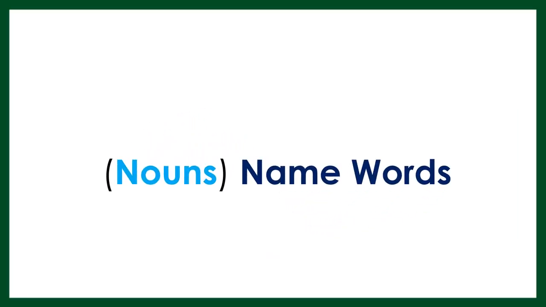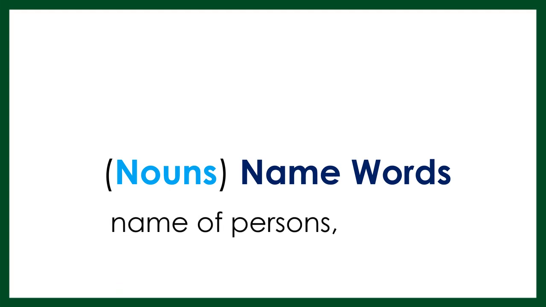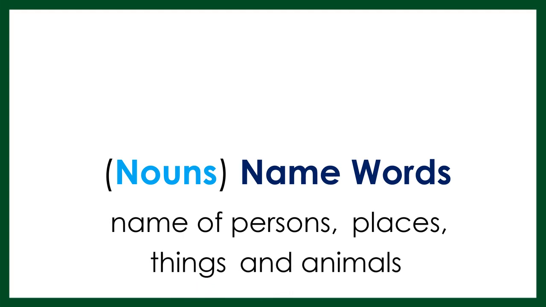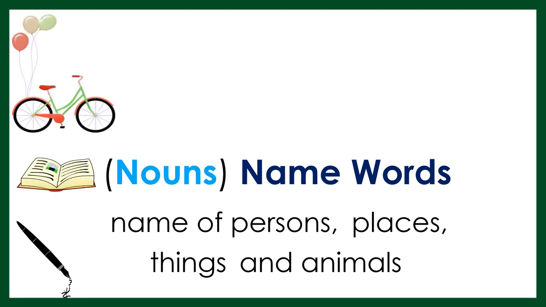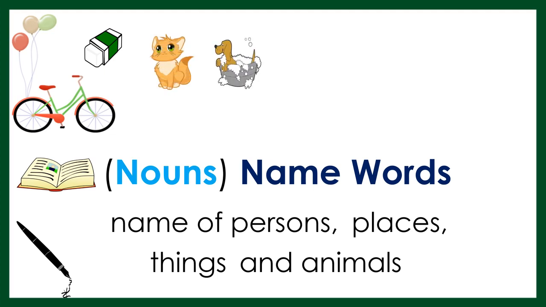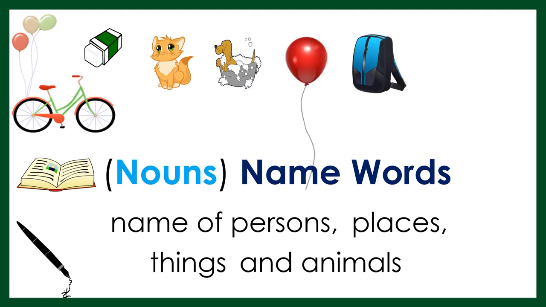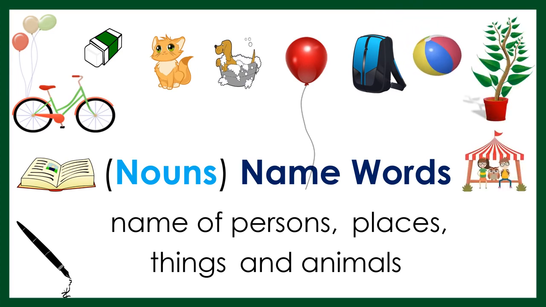Nouns are name words. Name words are names of persons, places, things, and animals. For example: pen, book, bicycle, eraser, kitten, puppy, balloon, bag, ball, plant, friends, pencil. These are name words.